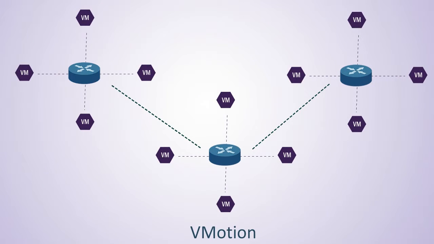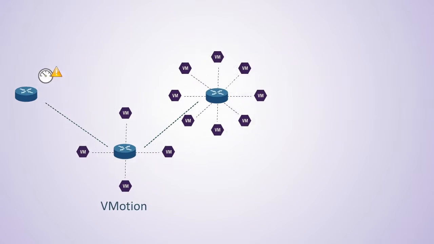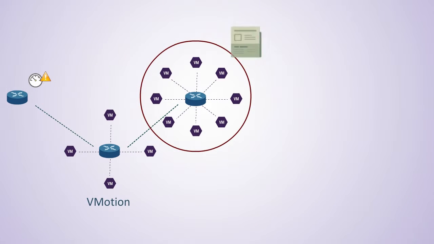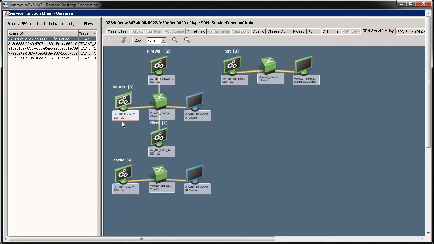vMotion enables switching of the running virtual network functions from one physical compute node to another with zero downtime. When a compute node is down and vMotion is performed, the SDN gateway identifies the changes in the SDN and sends the acknowledgement to CA Spectrum. Now, let's see how vMotion works.